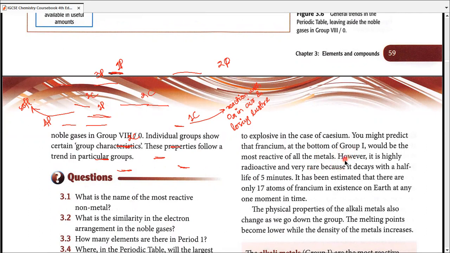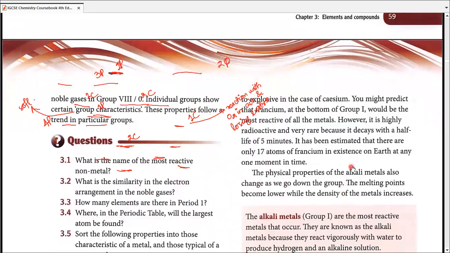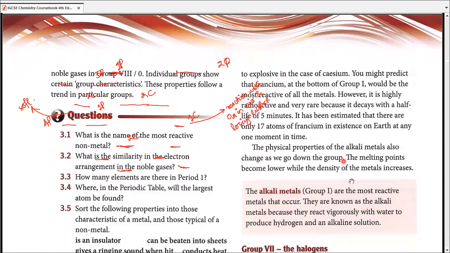Now, here we actually end up with all physical and chemical properties, to be honest. They discuss francium at the bottom of group 1. It's very reactive, but since it's highly radioactive as well, it has a shorter half-life. I've discussed that in the previous lesson. Only 17 atoms of francium exist at any moment in time on the planet, and this is just an estimate. So, of course, these are not useful amounts. So we do not discuss francium most of the time.